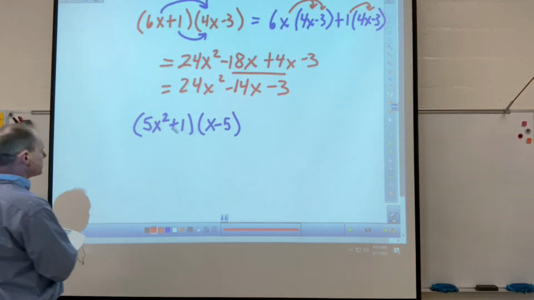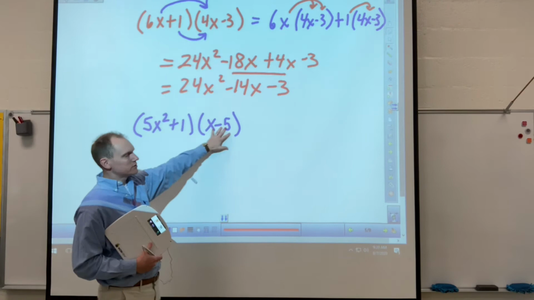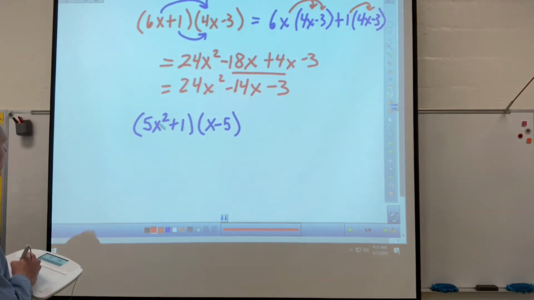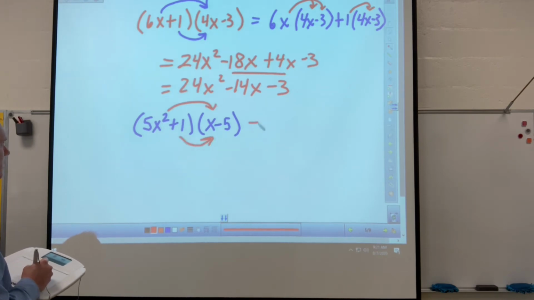All right, let's hop down to this one. We have a quadratic times a linear. Let's see what happens. Again, 5x squared is going to be multiplied times this whole parentheses and 1 times this whole parentheses. So we get, actually I want to change this to 2 just to kind of mix it up a little bit.